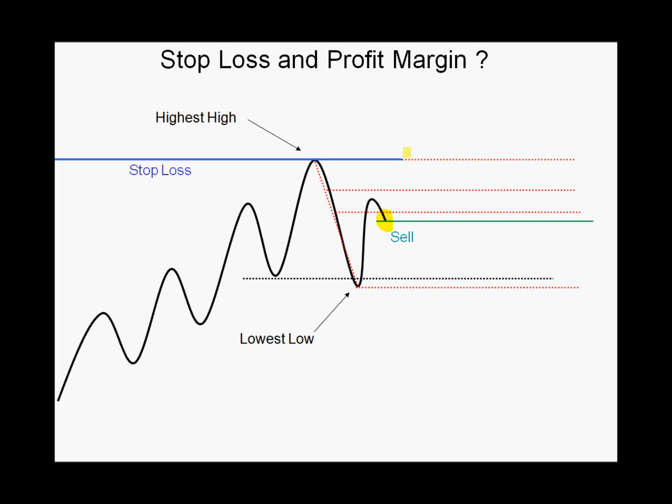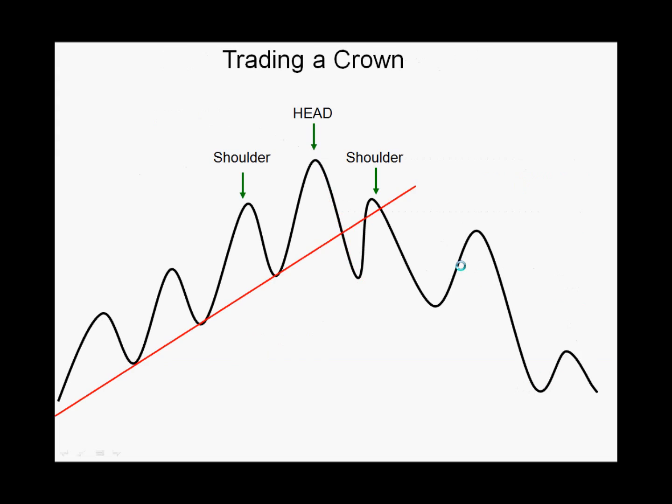You're going to set your stop loss at the highest high and take profit at the Fibonacci extension level. That's going to be your risk, so you're minimizing risk by using this strategy. We call this trading a crown, where you have the head and then the shoulders. So the uptrend in this case becomes a downtrend later on.